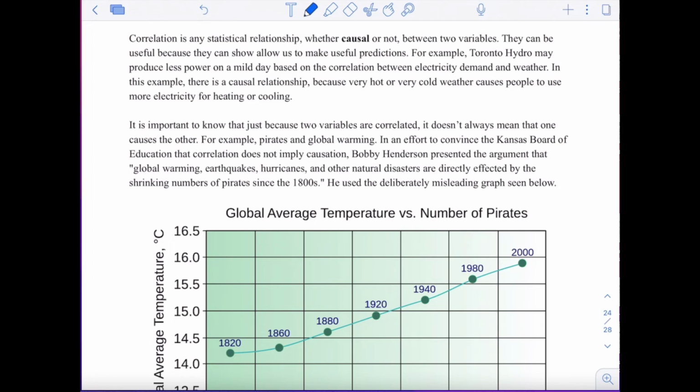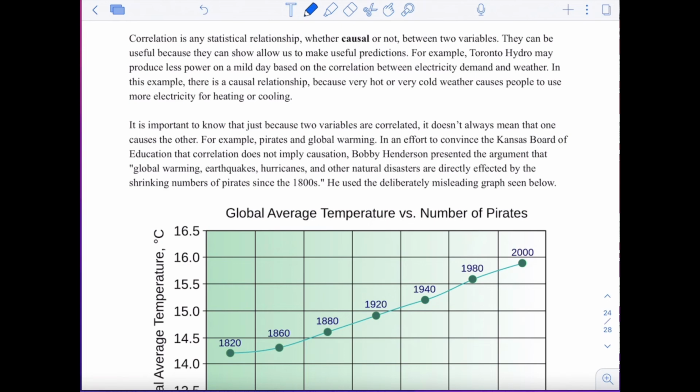So for example, Toronto Hydro, which provides power to homes, would produce less power on a mild day because there is actually a high correlation between electricity demand and weather, because we will turn on our AC on very hot days or the heat on very cold days. So on mild days, when the heat is low or the AC is low, we actually use less power. And that's an example of a causal relationship, because the temperature directly causes a change in the demand for electricity.